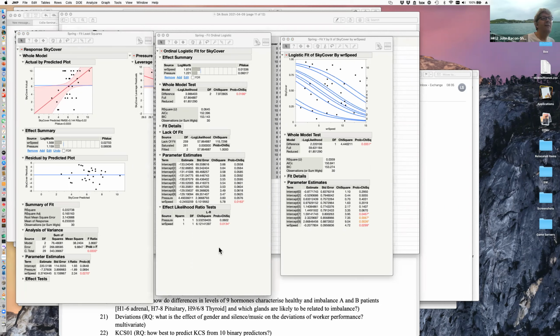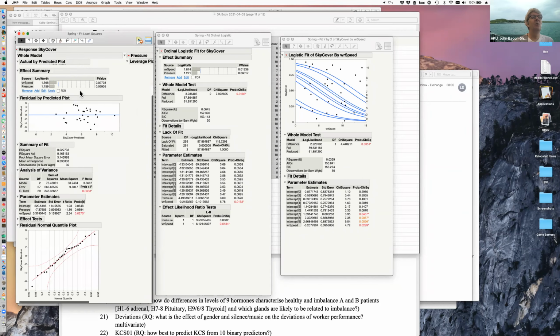In fact, we even reached a conclusion that is more strongly significant in our ordinal model, probably because the data doesn't really follow a normal distribution. So in this one, for example, if we plot the quantiles, the quantiles don't look too bad. So on the face of it, it doesn't look too bad to assume that the sky cover follows residuals for a normal distribution, but we know that cannot be the case because sky cover cannot be less than 0 or greater than 10, right?